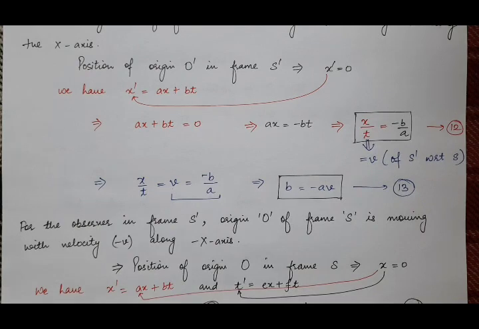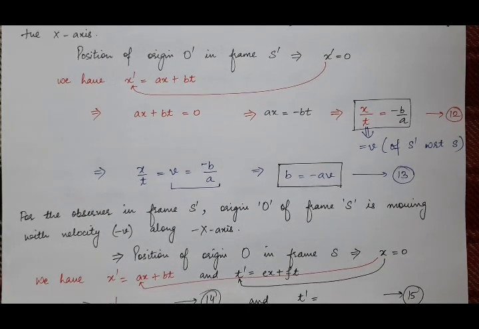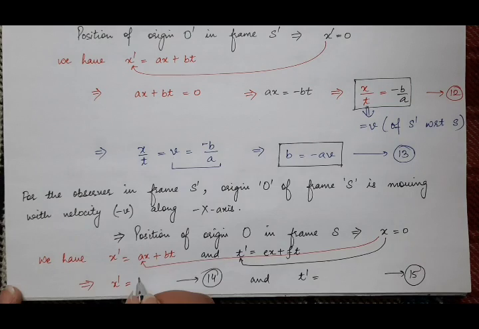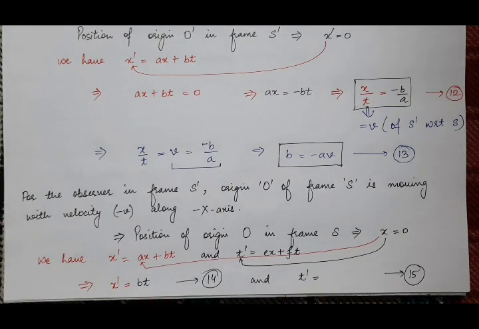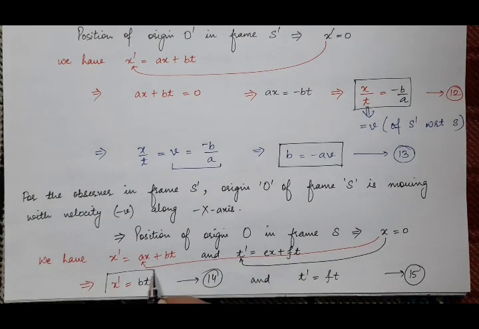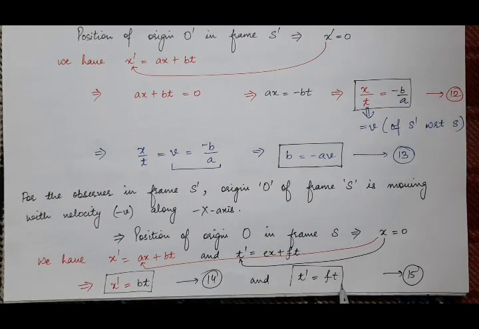And what are the coordinates in frame S? x, y, z. At the origin, x will be 0. And we have x dash is equal to this and t dash is equal to this. So put this x is equal to 0 in both of these equations. When you put x is equal to 0 here, you will get x dash is equal to bt. And when you put x is equal to 0 here, you will get t dash is equal to ft. Suppose this as equation 14 and this as equation 15.